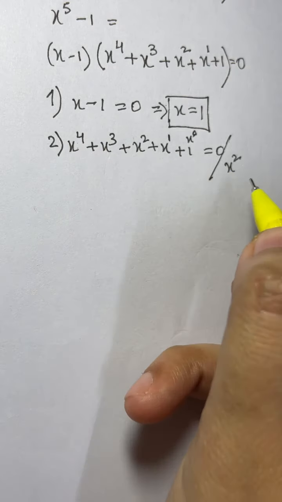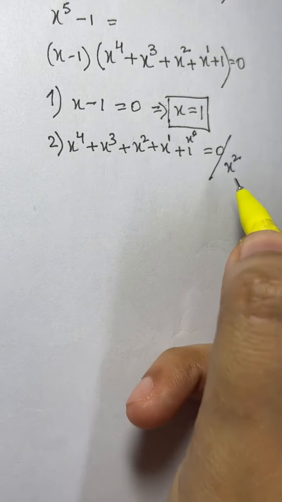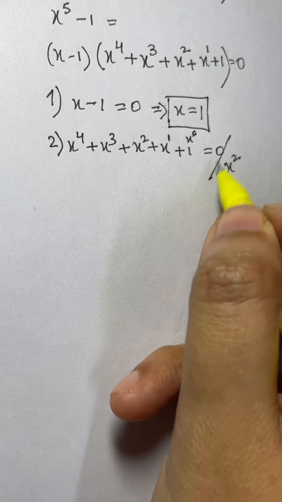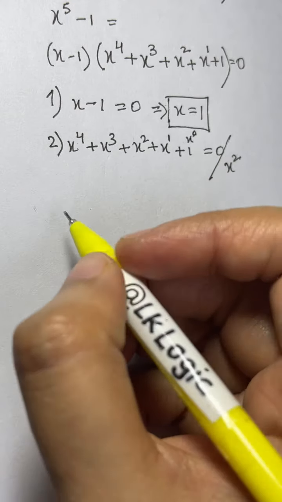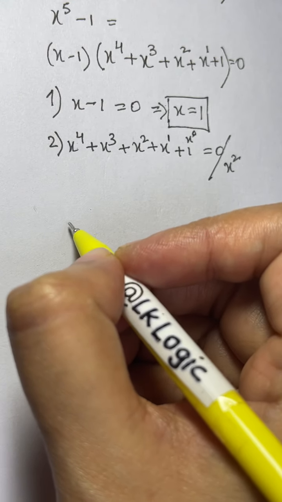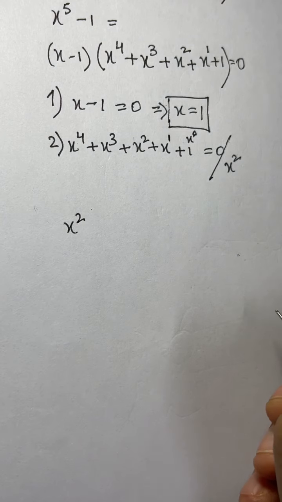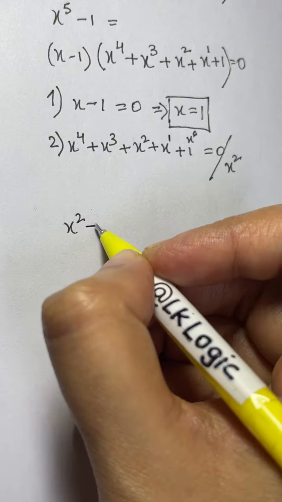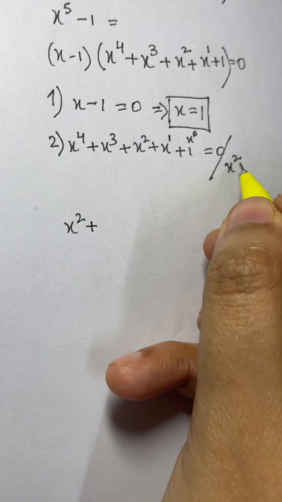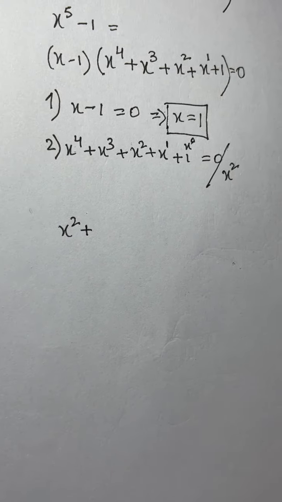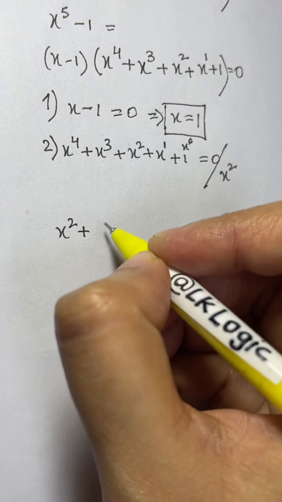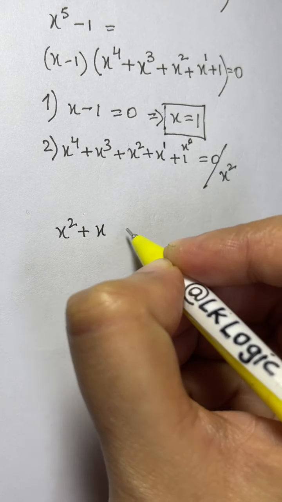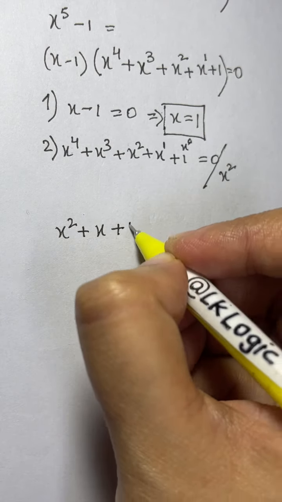X to the power of 4 divided by x squared. Now you have same base and there's division between them, so you subtract the powers. So you have x to the power of 4 minus 2, that will be equal to x squared. Then the second term, plus x cubed divided by x squared. So you have 3 minus 2. The powers subtract when there's division and same base. 3 minus 2 is 1. So you have x. Then x squared divided by x squared is 1.